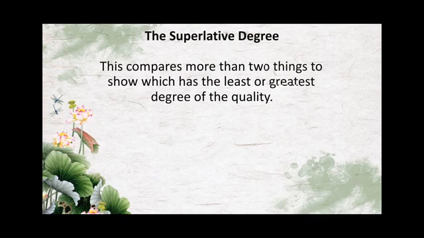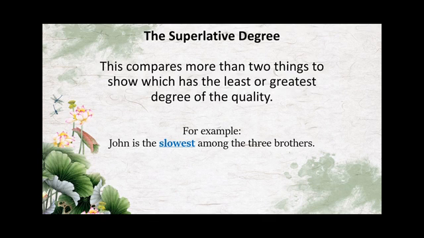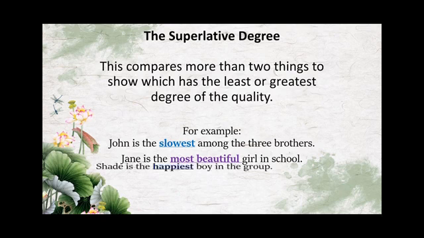The third degree of comparison is the superlative degree of comparison. It compares more than two things, okay, to show which has the least or greatest degree of quality. Let's look at some examples. John is the slowest among the three boys. There are three boys here being compared. So, of course, John is the slowest of the three. Jane is the most beautiful girl in school. Okay, beautiful here takes most because Jane is being compared with more than two girls.